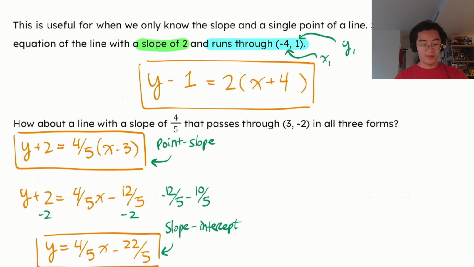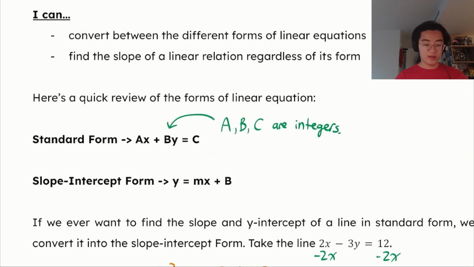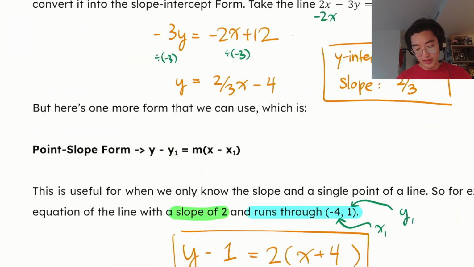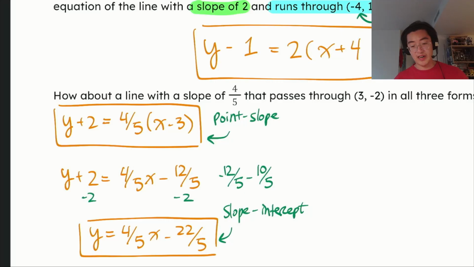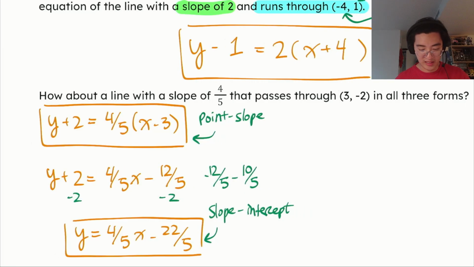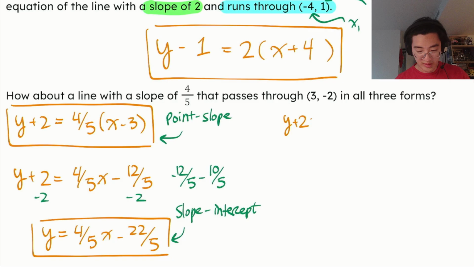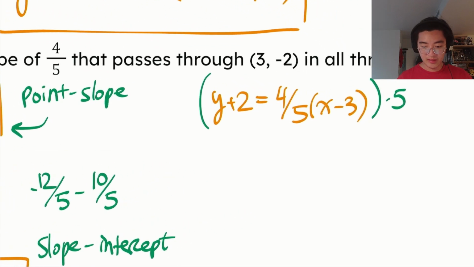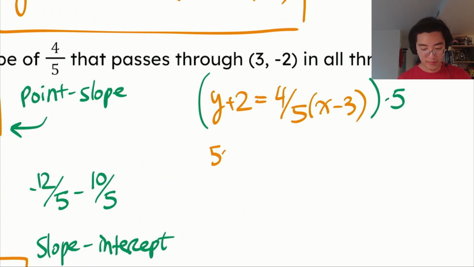Okay, how about the general form? Remember, with general form, we can only have integers, which means that somehow we have to get rid of this fraction. Fraction is not an integer, it's a rational number. So now to get rid of this fraction, we can multiply everything by 5. Because when we do that, we get 5y plus 10. That's 5 times y and then 5 times 2. When we multiply this fraction by 5, that cancels out, to get this.